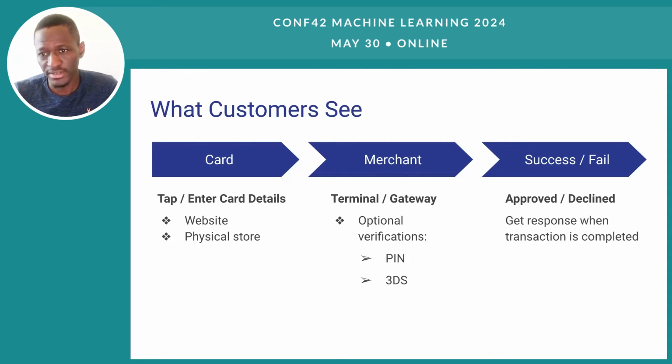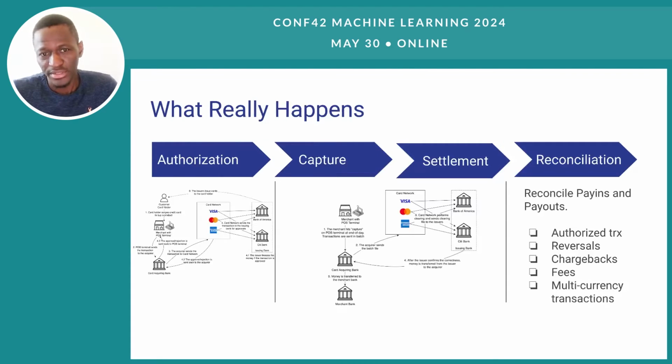Looks easy, right? Like my daughter would say, easy peasy. Well, not quite. Easy for the customer, which is good, but not so easy for other parties involved, because there are a lot of other processes behind the scenes that actually take place, and this includes authorization, capture, settlement, reconciliation. We'll be talking about this in detail, one after the other.